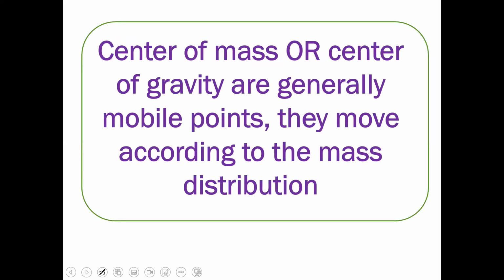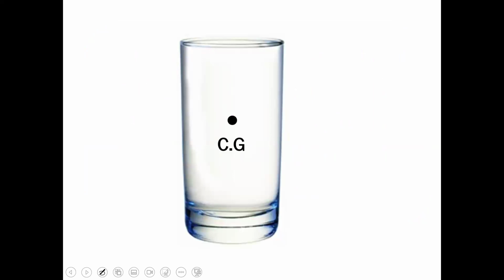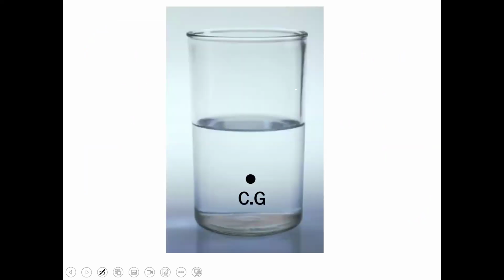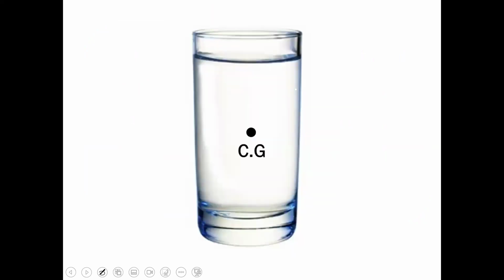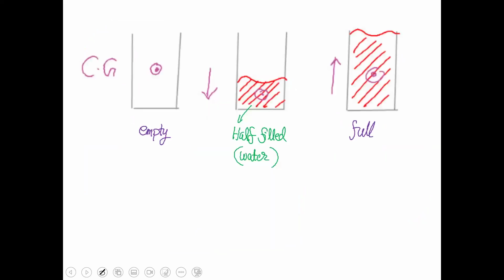Center of mass or center of gravity are generally mobile points. They move according to the mass distribution. It means that CG or CM can move. Now look at the CG. It is in the middle of the glass. We put water in it halfway and the CG goes down. Then we put water again and the CG goes up. So CG moves. CG is a mobile point.